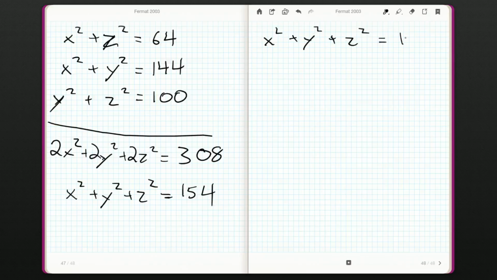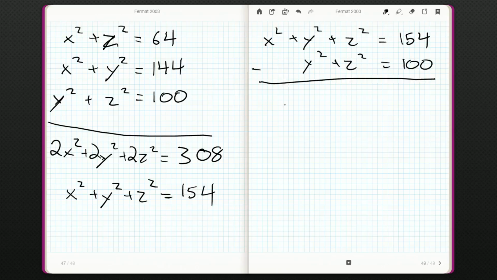So now I've got a fourth equation here, and what I can do is, suppose I wanted x squared. Well, I know what y squared plus z squared is. It's 100. So if I take the first equation and subtract off the second equation, I'll get x squared is equal to 54. Now, it might be useful to leave it like this for a moment, because 54 does not have a nice square root.